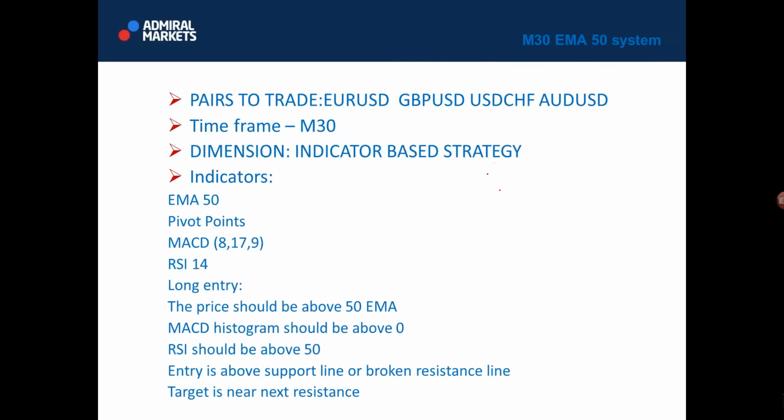Yeah, entry rules. Okay, these are the indicators which are used. Do you see now pairs to trade: euro dollar, cable, dollar Swissie, time frame M30? Do you see the M30 EMA 50 system slide? Just confirm if you see it, if it's okay. Here, upper right corner. Yeah, it's okay.